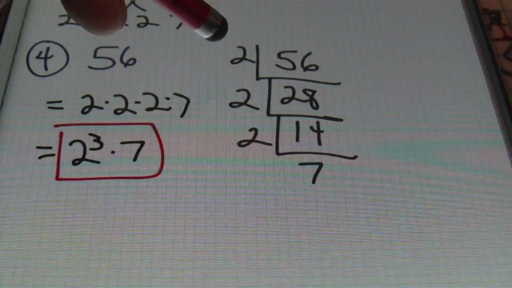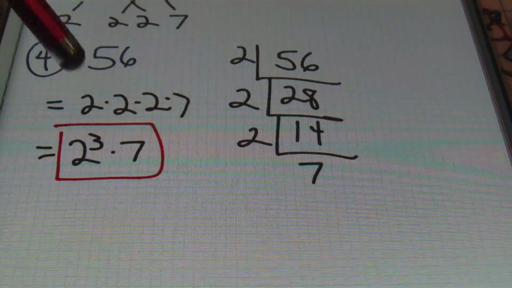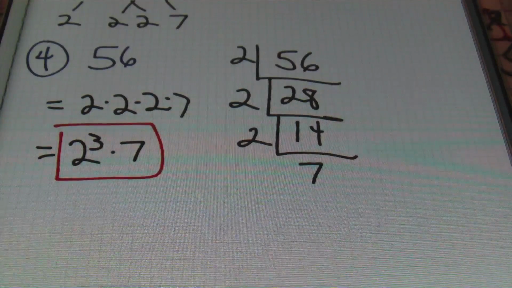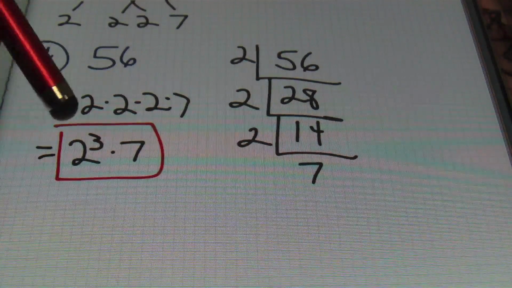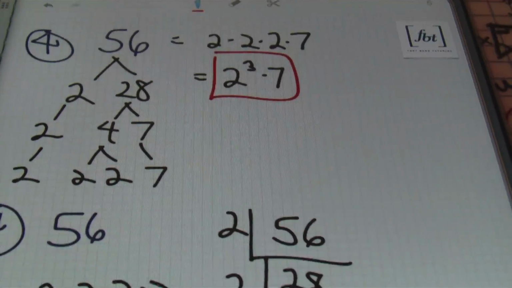We divided by 2, then divided by 2, then divided by 2, and that left us with 7. And so that's our prime factorization for 56. I boxed it up after I simplified it and wrote it in exponential notation. So that was problem number 4, and I have more to show you, so let's get to it.